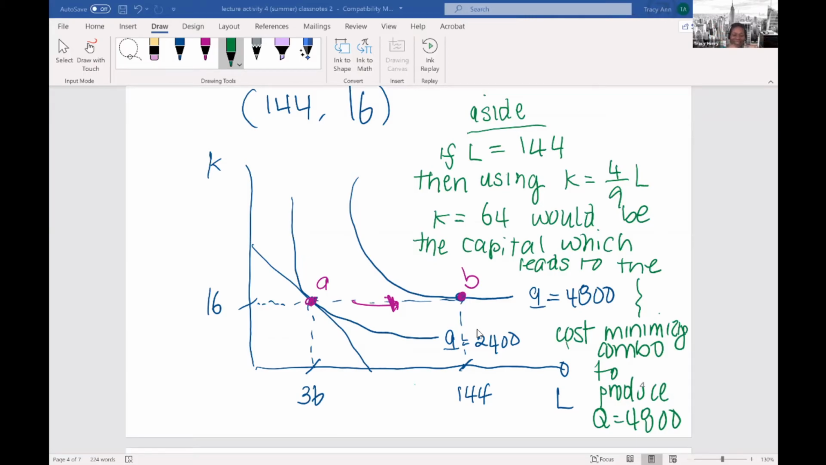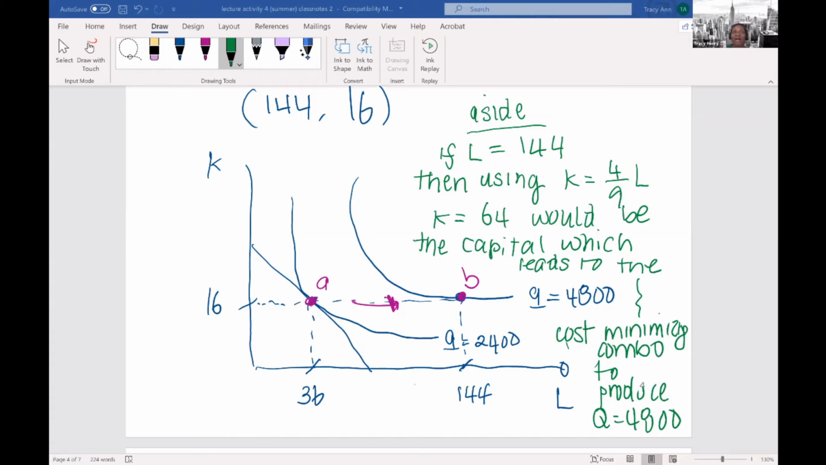So let me say what I said again, just to make sure we're all following. The cost minimizing combination using the expansion path will always be L and K where the relationship between L and K is 4/9. So when K is equal to 4/9 L, if I'm using, as in this case, 36 units of labor, then my capital will be 16 units of capital, and I know that combination is cost minimizing. Okay, fine.